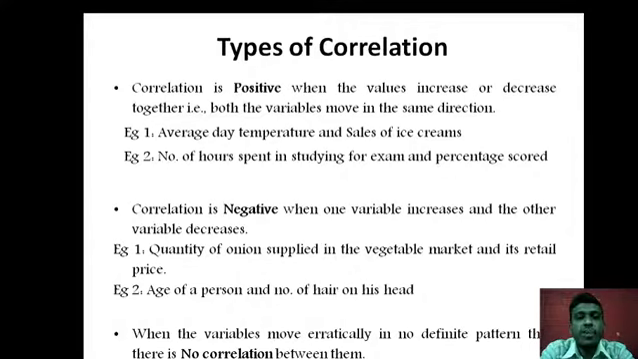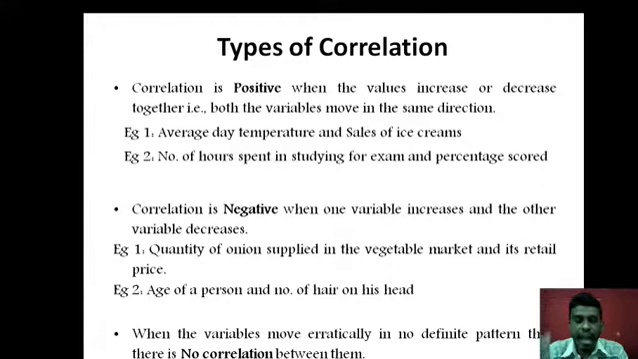Correlation is said to be positive when the values increase or decrease together, that is both the variables move in the same direction. For example, if one variable is increasing, the other variable is also increasing at the same time. Or it may also happen that one variable is decreasing and at the same time the other variable is also decreasing. If both the variables are moving in the same direction, then we say that the correlation is positive.